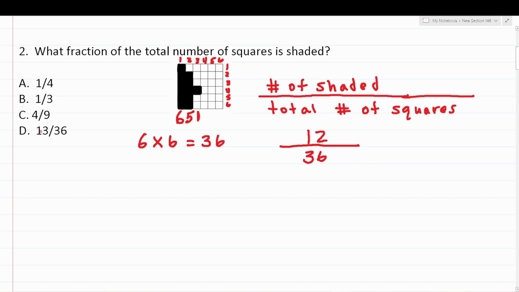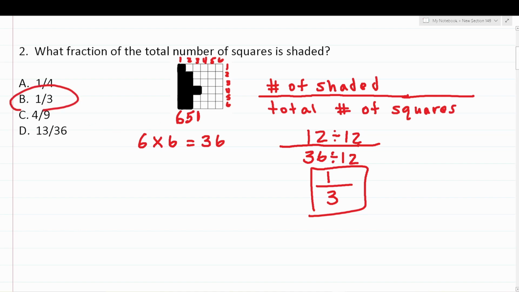Of course, this isn't one of our answer choices, which means we must be able to reduce this fraction. And it should be pretty obvious that both 12 and 36 are divisible by 12. So let's reduce this by dividing both of those by 12. 12 divided by 12 is 1. 36 divided by 12 is 3. So in other words, 1/3 of these 36 squares are shaded. And that, of course, is answer choice B.